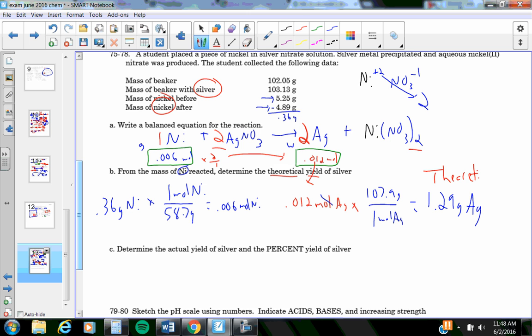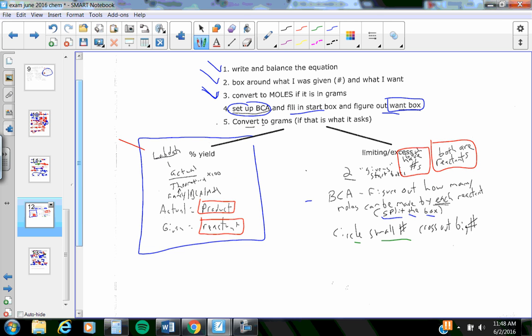How do I know that's theoretical? Because when we're doing these theoretical yields, when we're doing lab data like this, theoretical comes from fancy BCA math. That's just what I did. It's not based on lab data yet. It's just based on how much stuff we had. Now it's time to figure out how much we actually got by simply subtracting from our lab data. So let's go look and see what's going on.